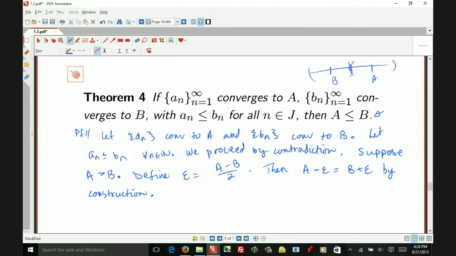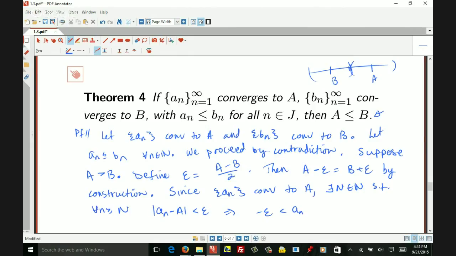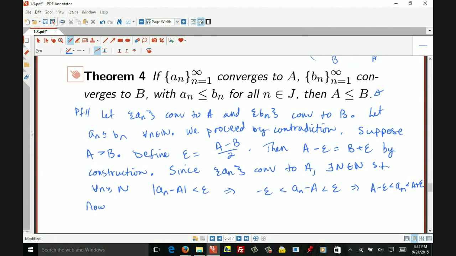Now, I know that a_n converges to a. So there exists an N in the naturals such that for all n greater than or equal to capital N, I know that |a_n minus a| is less than epsilon, which says that minus epsilon is less than a_n minus a is less than epsilon, or that a minus epsilon is less than a_n is less than a plus epsilon. But tell me about this a minus epsilon. It equals b plus epsilon. So b minus epsilon is less than b plus epsilon, which is equal to a minus epsilon, which is less than a_n, which is less than a plus epsilon.